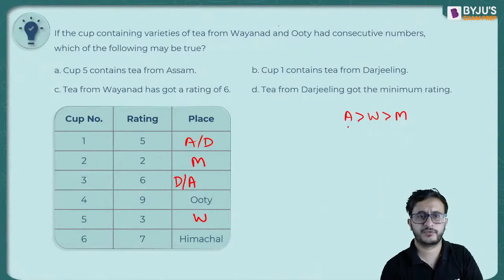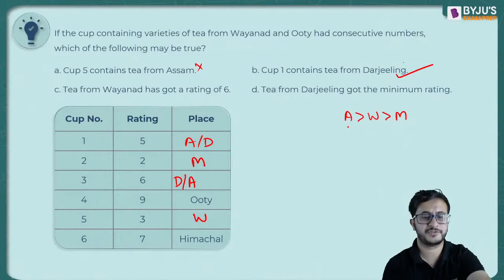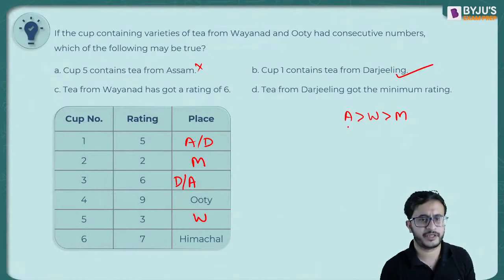Now, which of the following may be true? Cup 5 contains tea from Assam, that is false. Cup 1 contains tea from Darjeeling, that could be true. It is asking which of the following could be true, not necessarily true. Tea from Wayanad getting rating 6, that we know is incorrect. And tea from Darjeeling got the minimum rating, that is also false.